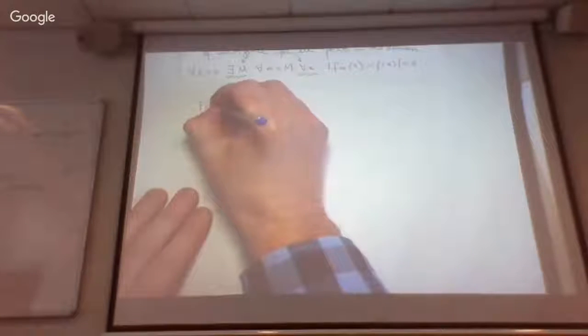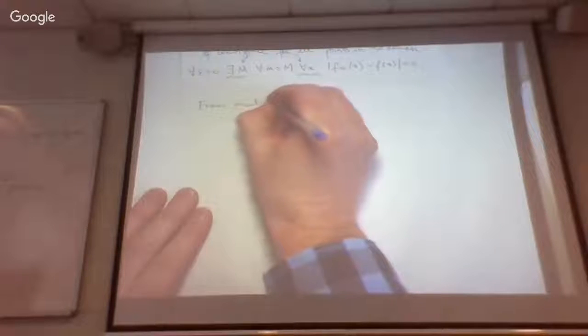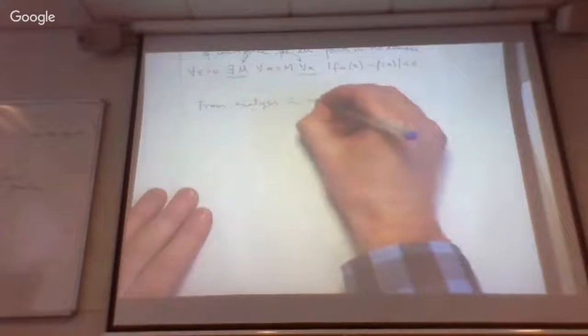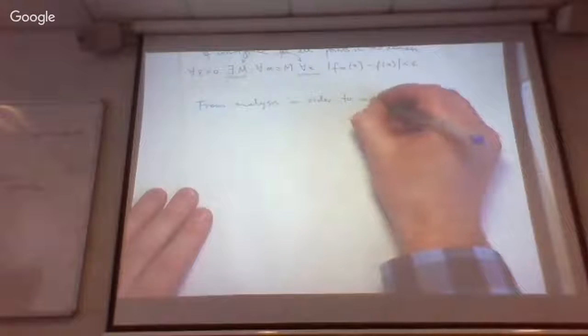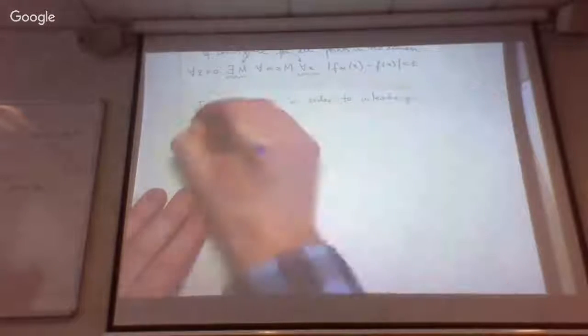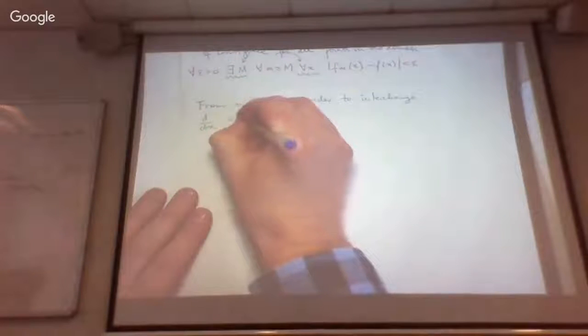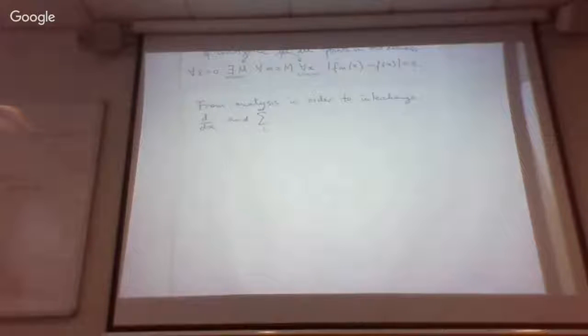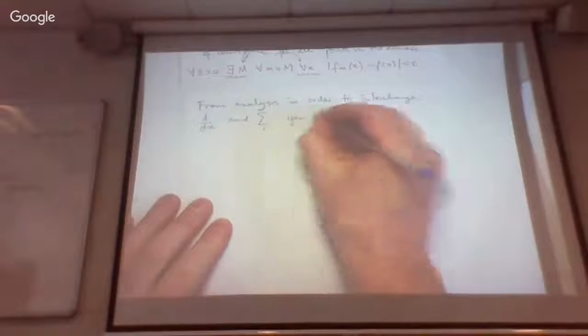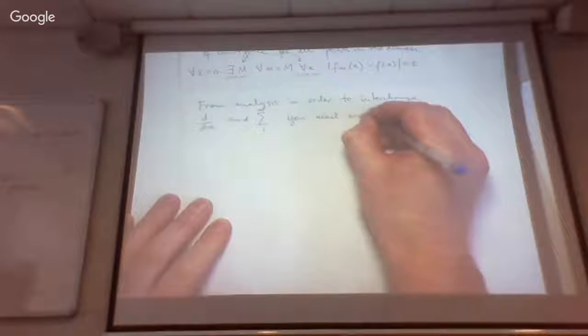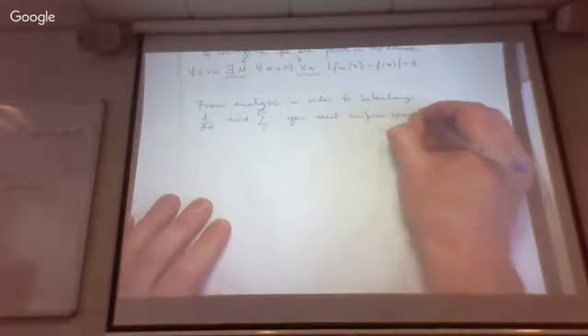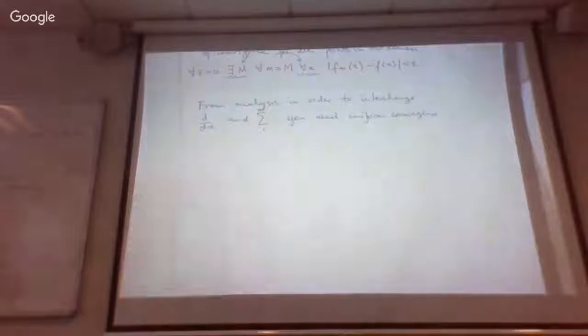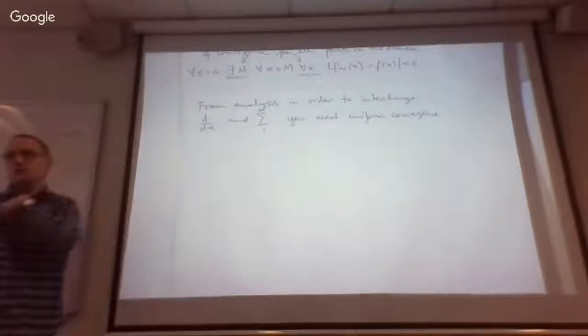And from analysis, calculus if you like, in order to interchange differentiation and infinite summation, you need uniform convergence. So if the convergence is not uniform, you cannot be sure that you can interchange the order of these two operations.